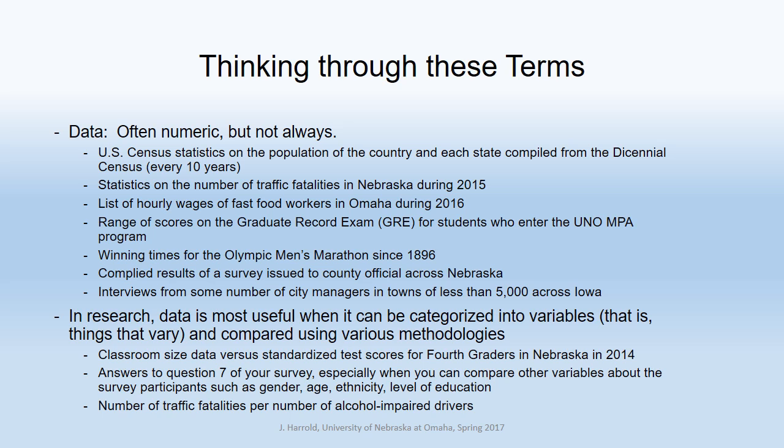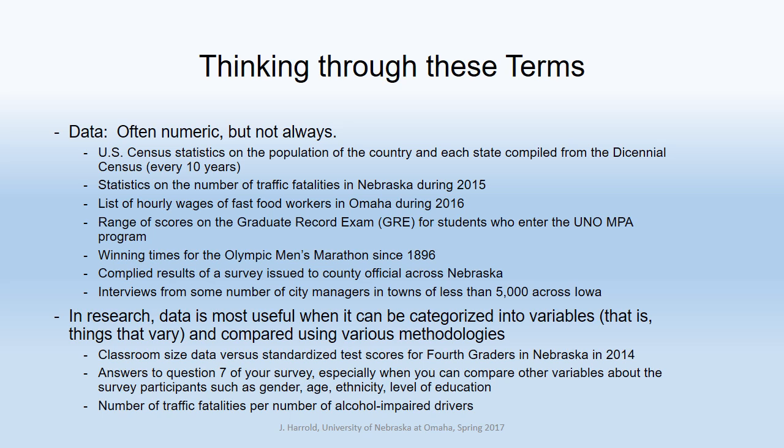It could be things like the compiled results of a survey that you issued, say, to county officials across Nebraska. There's 93 counties, and you issued a survey and you got 47 results, and the results of that survey are data. But it can also be things like interviews. So you interviewed, say, 18 city managers in towns of less than 5,000 across Iowa. Well, those interviews are actually data. And a lot of people would say they're not data, but they are data, because you gathered them in some validated, systematic way.